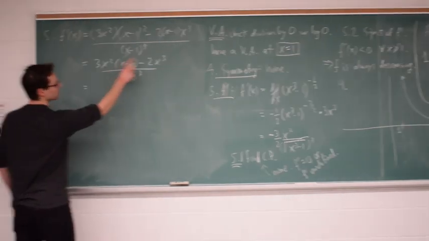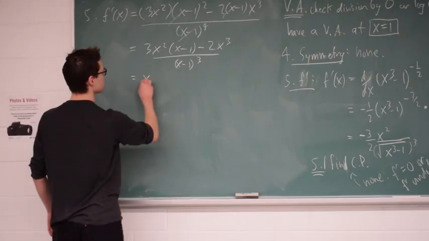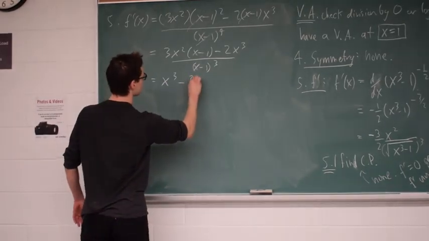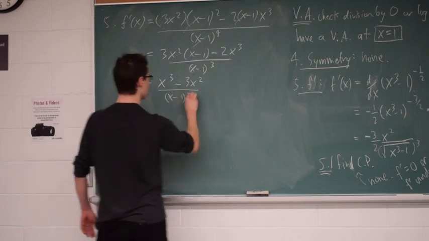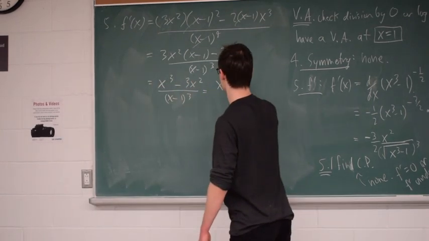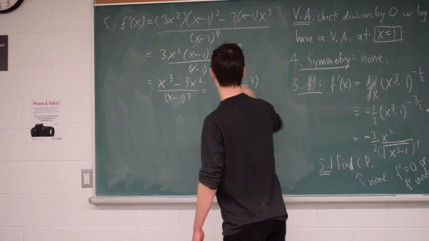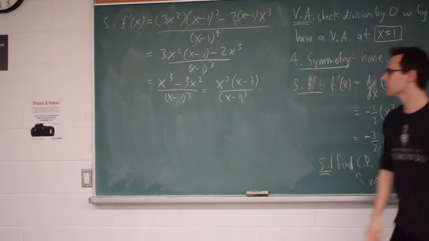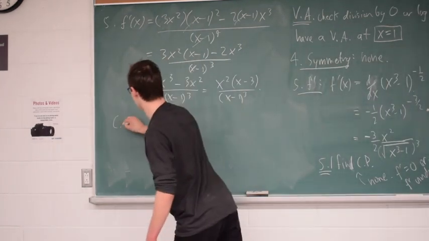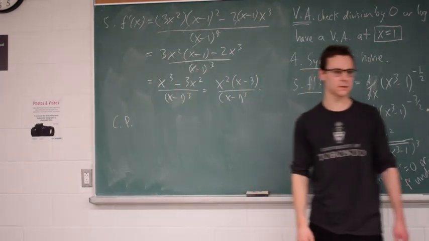We get 3x cubed minus 2x cubed, which is x cubed, minus 3x squared, over x minus 1 cubed, and this nicely simplifies. It's just x squared, x minus 3, over x minus 1 cubed. Critical points. What are the critical points?